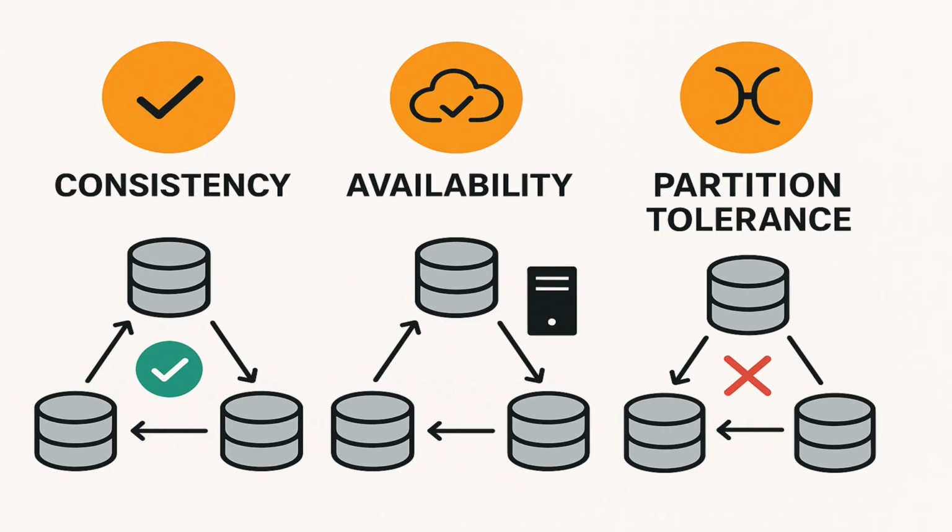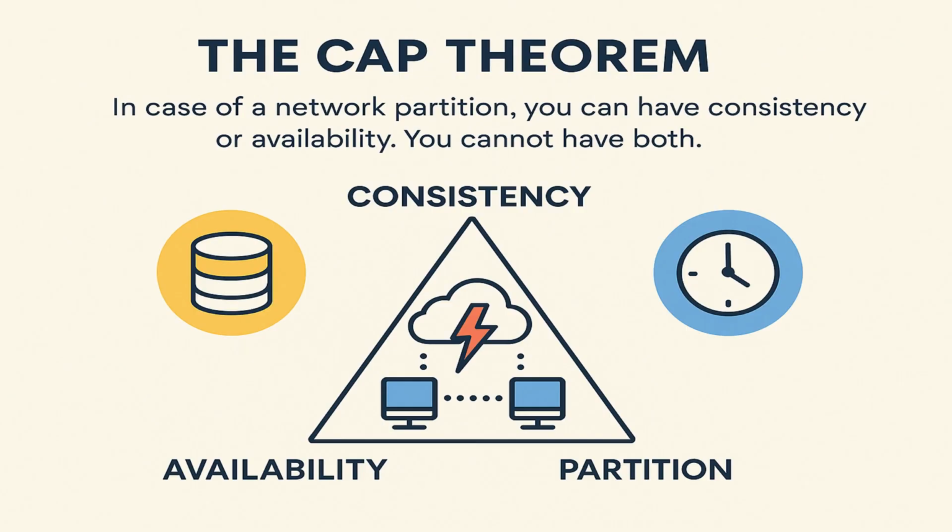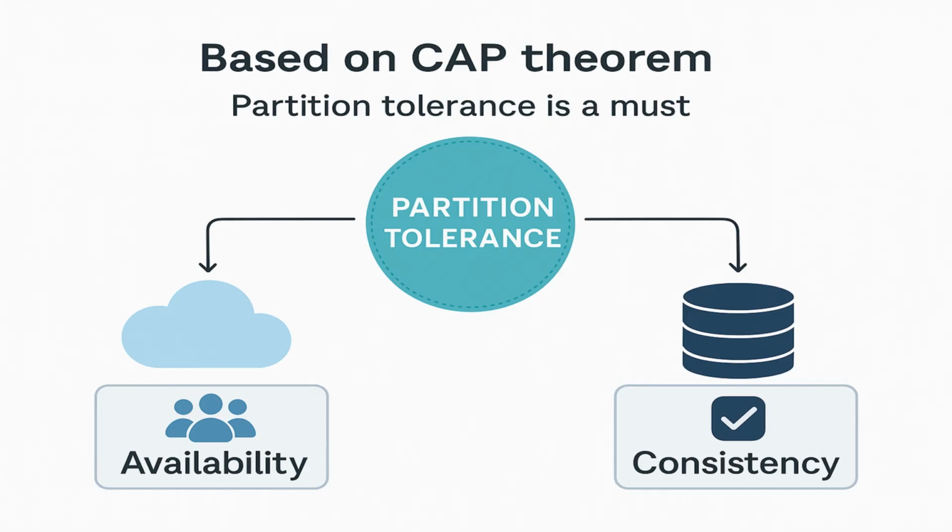Okay, so these are the components which play an important role in the CAP theorem. But let's see what exactly the CAP theorem says. The CAP theorem says that in case of a network partition, you can either have consistency or availability. You cannot have both. Because network issues will happen and cannot be avoided, you are left with only one choice. Either you pick consistency or you pick availability. You can't have both at the same time when there is a network partition.